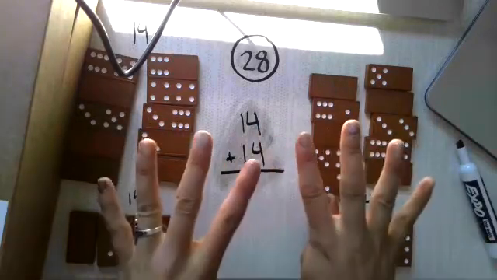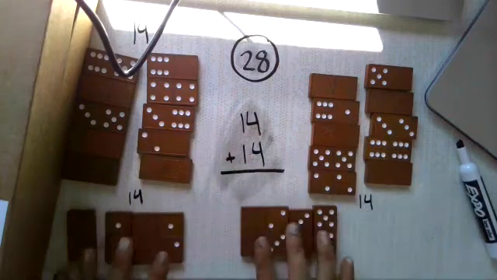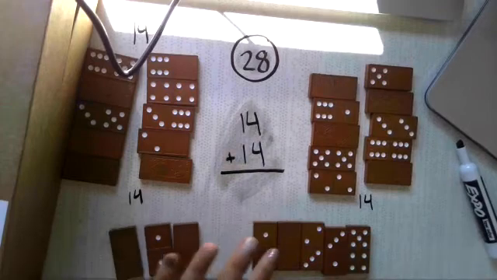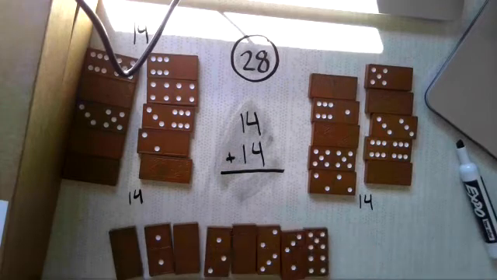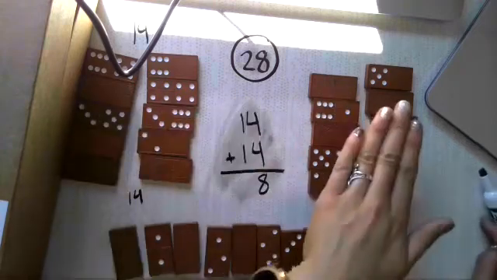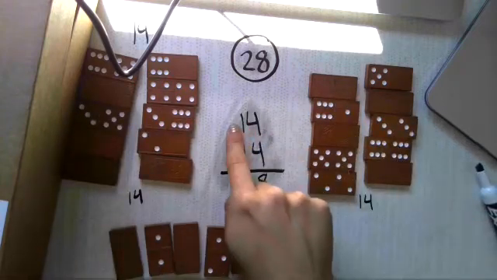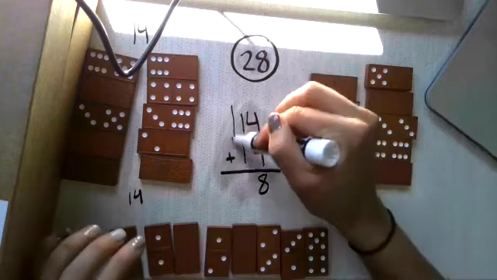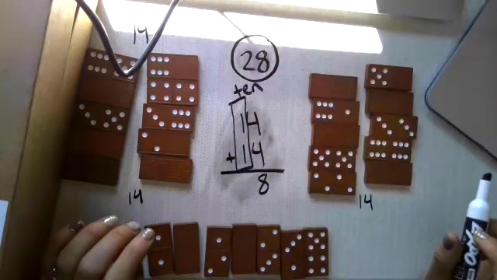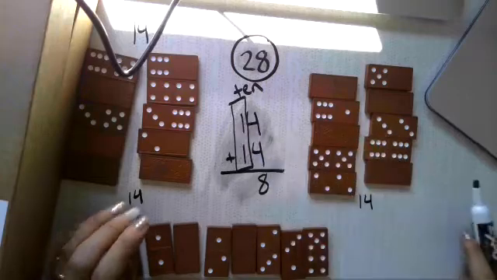So 4 plus 4. This 4 and this 4, we're going to add them together. 1, 2, 3, 4, 5, 6, 7, 8. I'm going to put that underneath. And then we have 20 here. We have 20 because this is the tens place value. So if this is the tens place value, that means there's going to be 2 tens.